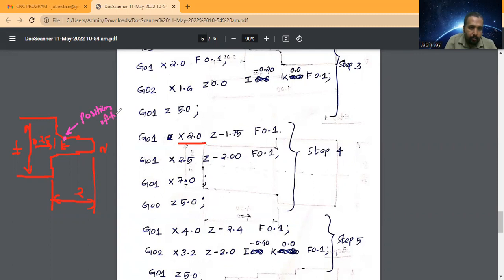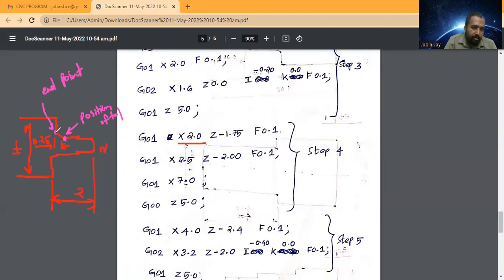This is the position of the tool: x2 and z minus 1.75, f 0.1. Then I will tell the tool to move to this point. This is the end point.